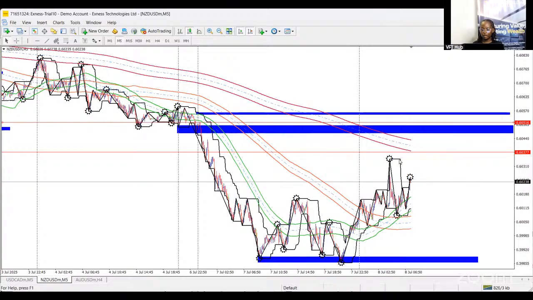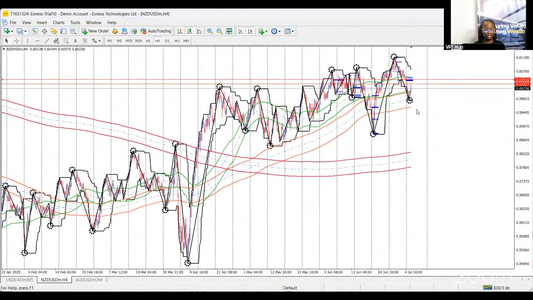But if our confirmation is not met and price breaks structure above and retests, then we could be seeing a buy continuation of this asset class.